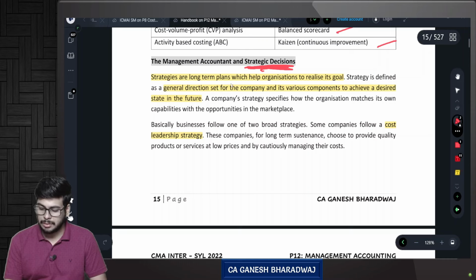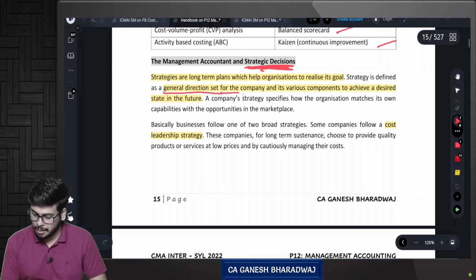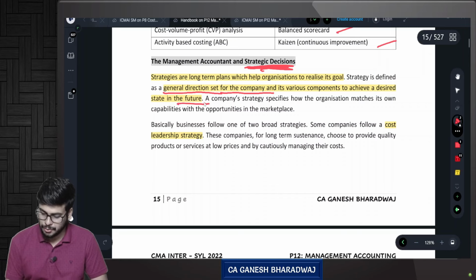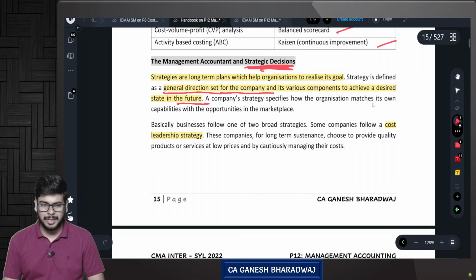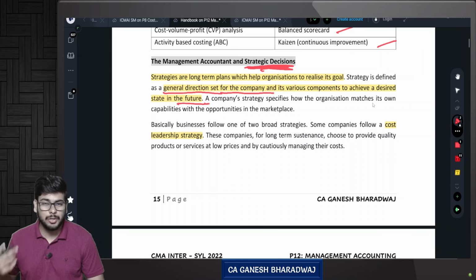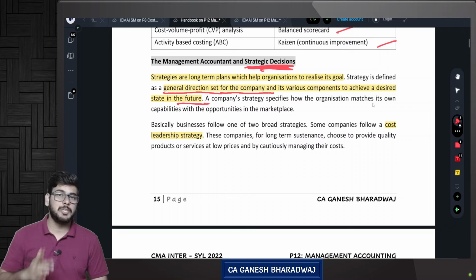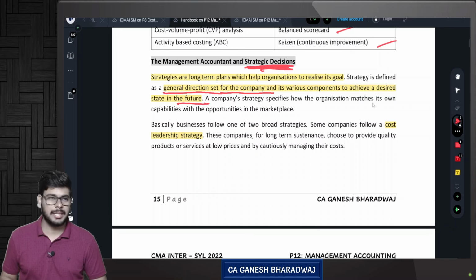Strategies are long-term plans which help an organization realize its goals. And of course, it's defined as a general direction set for the company and its various components to achieve a desired state in the future. So now some companies, with respect to strategic decisions, there are broadly two strategic decisions, which technically is a part of your strategic management paper. You have a separate paper for that, I think for 50 marks.